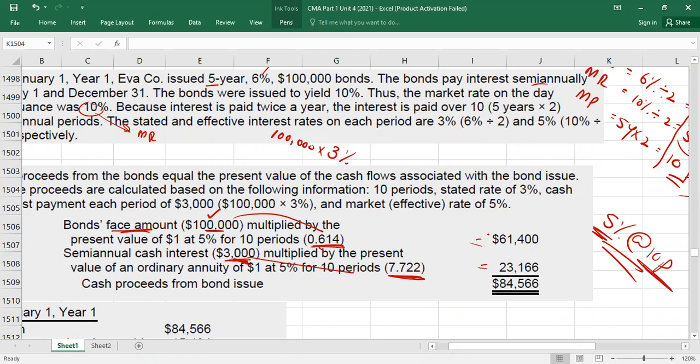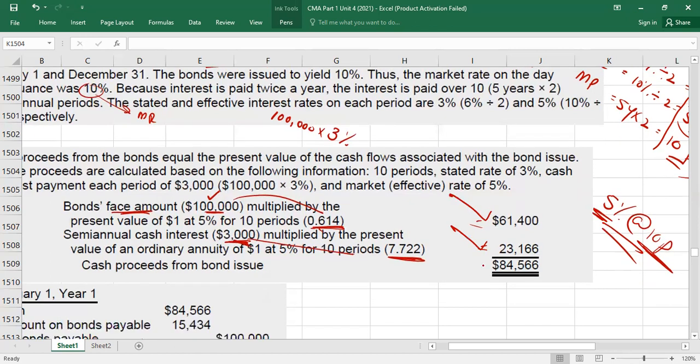So we have a total present value of face, and a total present value of interest. It is going to be the total present value of both. How much? 84,566. Understood? Is it premium or discount? Discount, because present values are lower than face value. Face value is 100,000 and present values are 84,566. So the difference is discount.